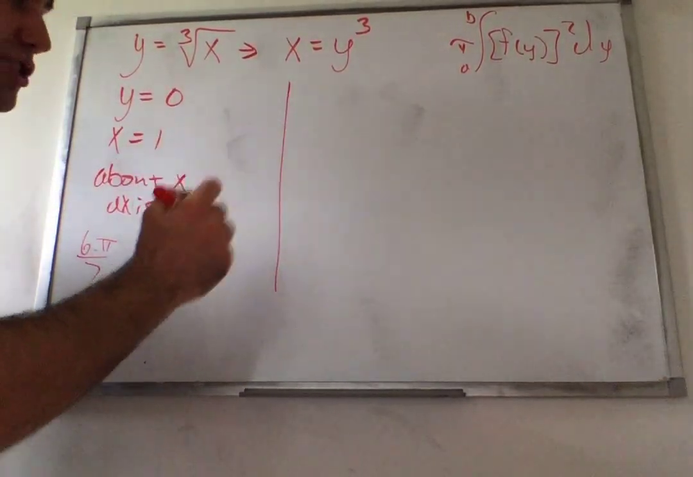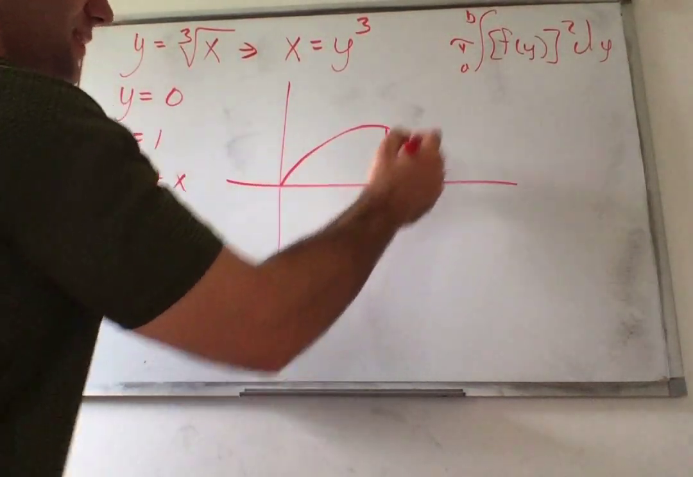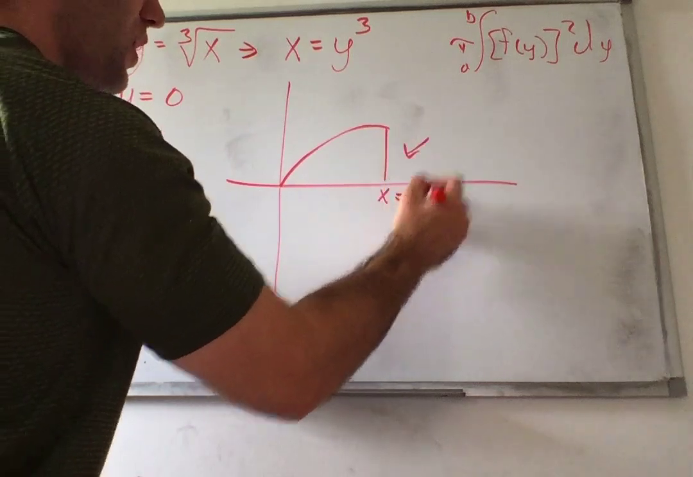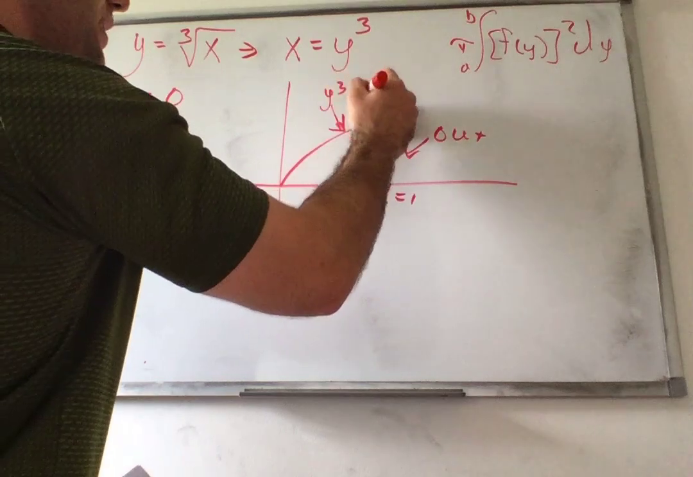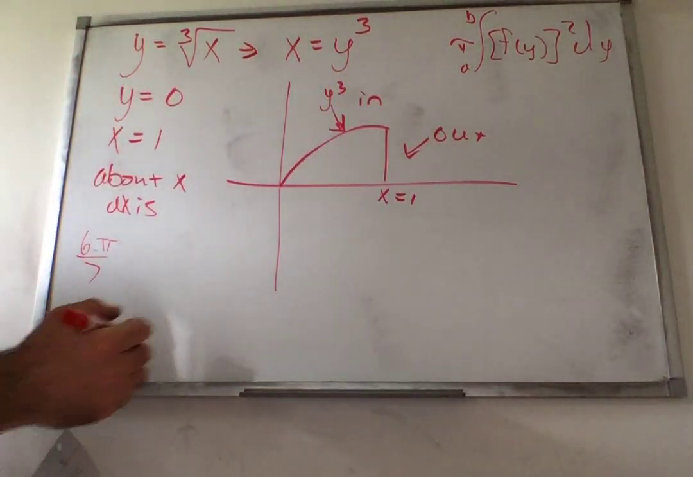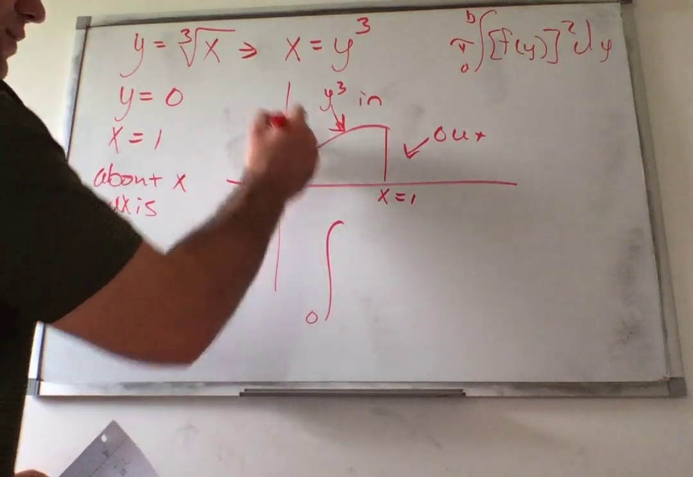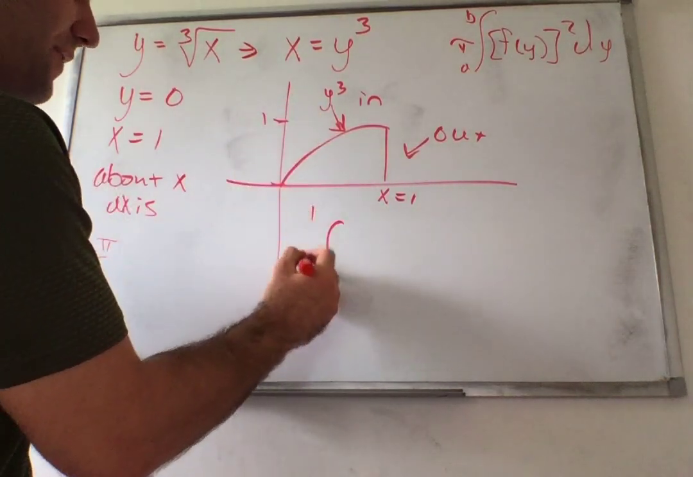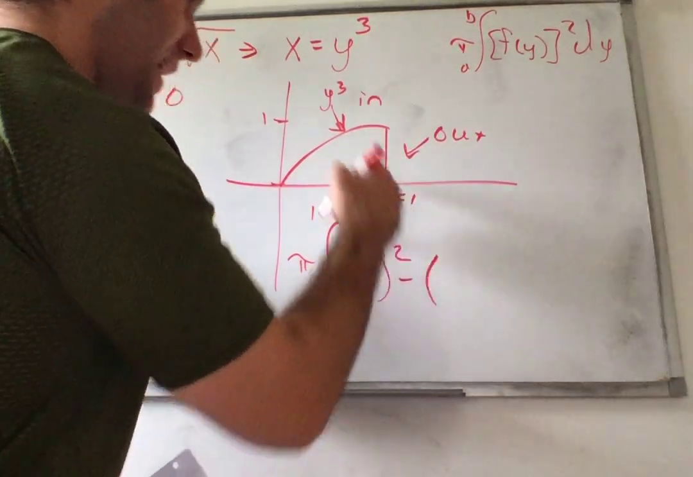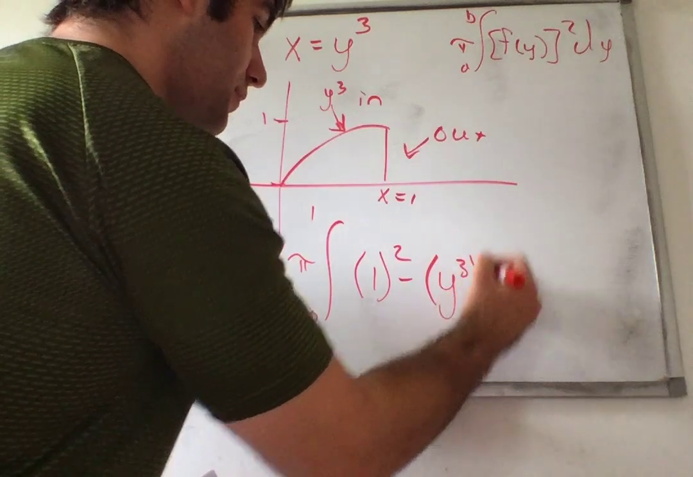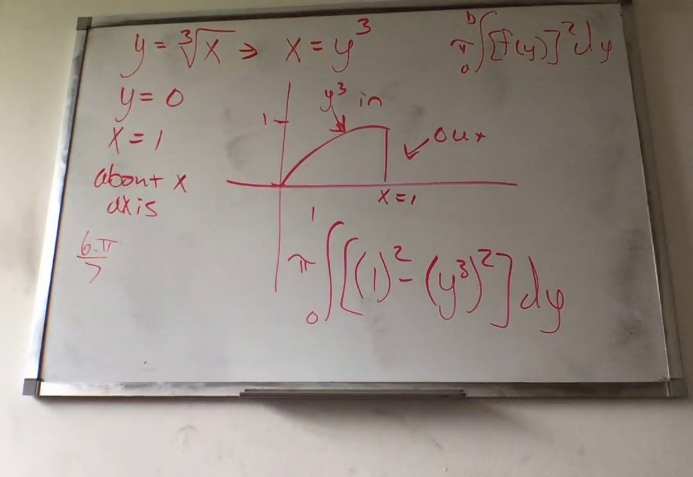We're gonna have to do the washer method if we're using the disk method here. The graph looks something like this. So x equals 1 is the outer function, and y cubed is the inner function. So when we do this integral, it's gonna go from 0 to 1 right there. We're gonna have a pi out front, but it's gonna be the outer function squared minus the inner function squared dy. I almost made a mistake there.